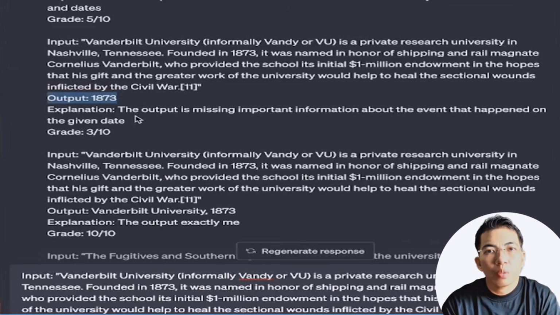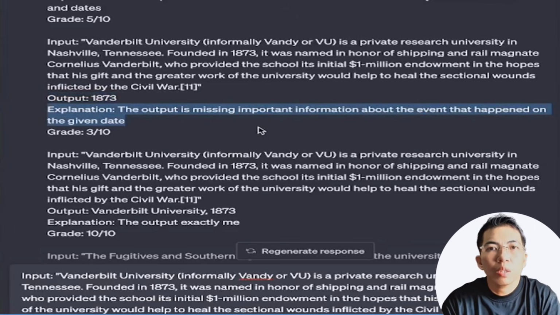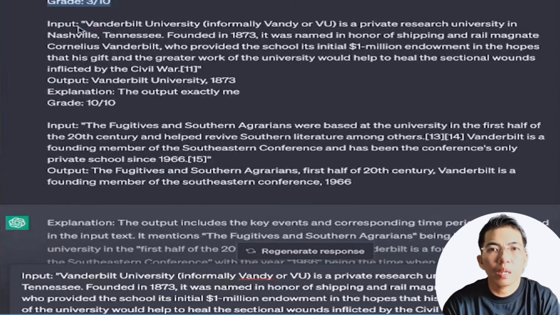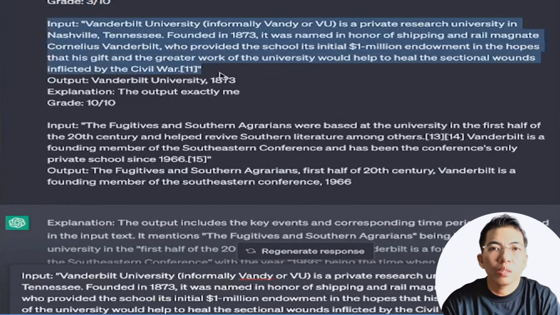I'm not even showing it what the prompt is. I'm not showing it what the task is. I'm giving it examples to help it learn. And then I say explanation: the output is missing important information about the event that happened on that given date. And I give it a grade of 3 out of 10. And then I have one more with the input, which is that same paragraph about Vanderbilt.